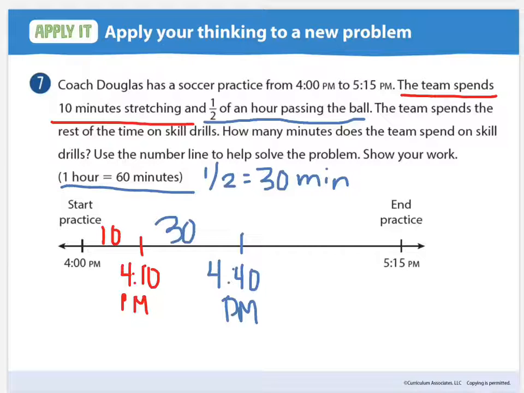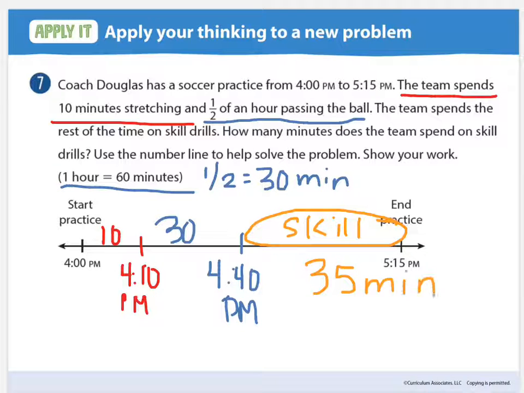Okay, then we need to look at how much time they spent on skill drills. So we're looking at this portion of our timeline here, and we're trying to decide how much time has elapsed from 4:40 to 5:15 p.m. So that gives us, this is our skill drill time, and that gives us 35 minutes that they have spent on skill drills. So the solution would be 35 minutes.